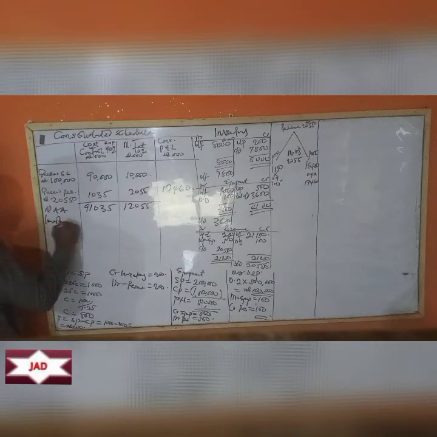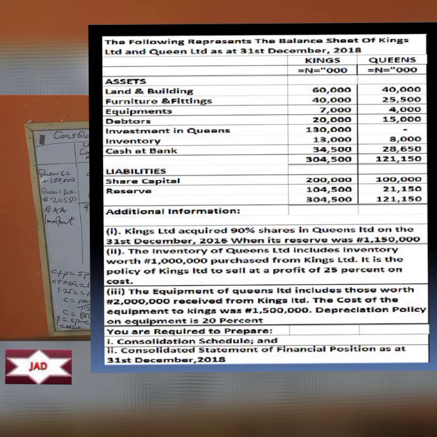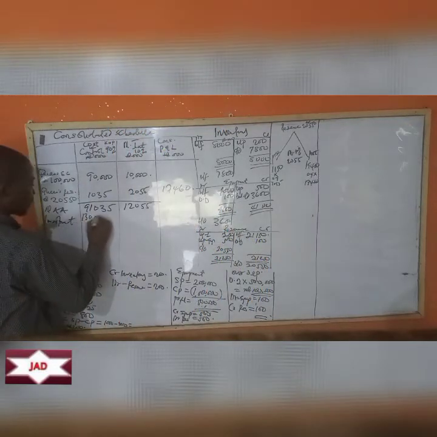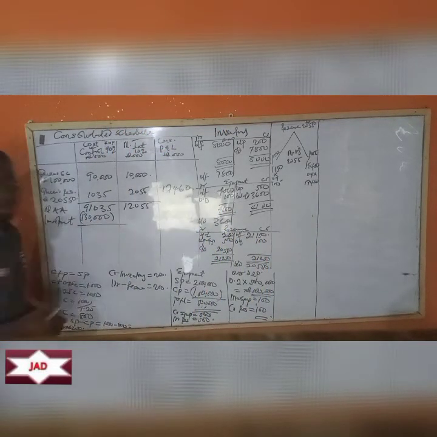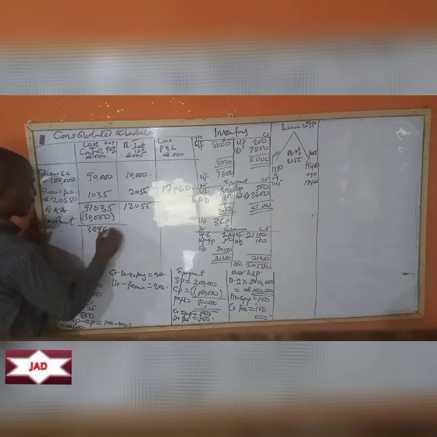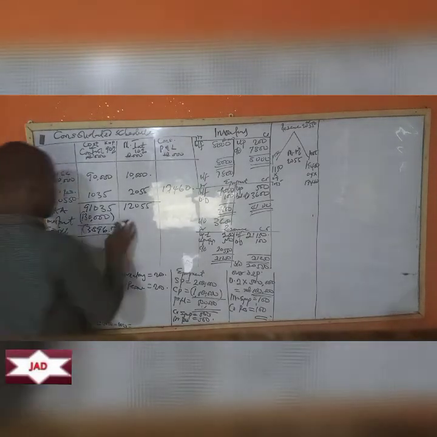So now we have our investment. What's our investment according to the question? Kings invested in Queens 130 million. So what's the difference? 130,000 minus 91,035 is 38965. So this is the goodwill on consolidation. If you test it, it will be a debit balance. I've taught you how to do that already. Okay.